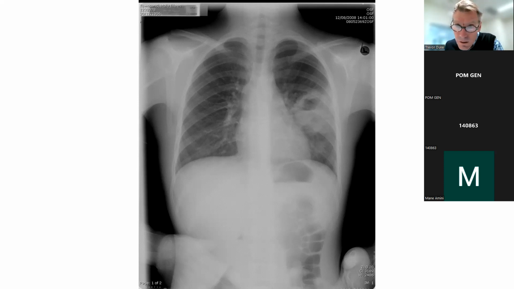I can't think of any. It's okay. Even Streptococcus pneumonia can give you this appearance. So when you're thinking of a lung abscess, Staph aureus is the most likely. Of course, Streptococcus pneumonia can do it, and sometimes Group A streptococcus can do it.